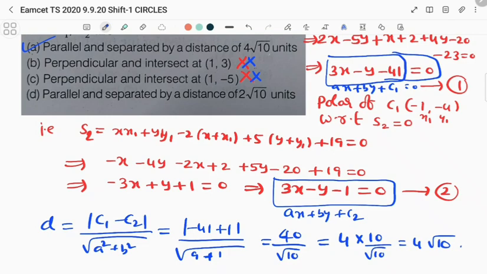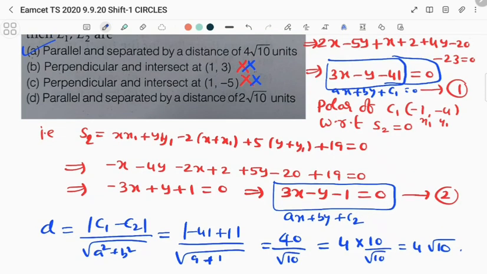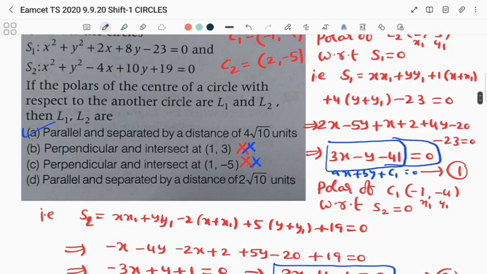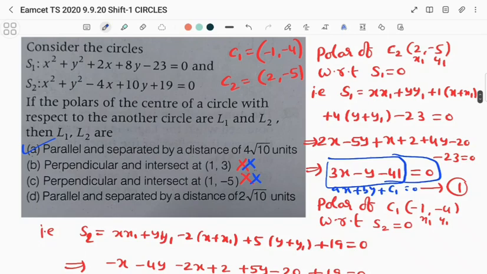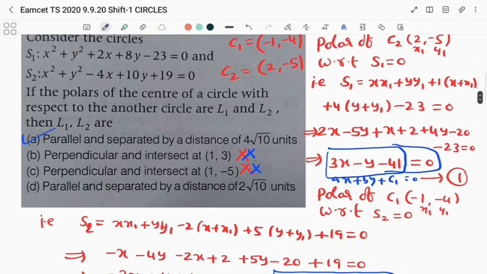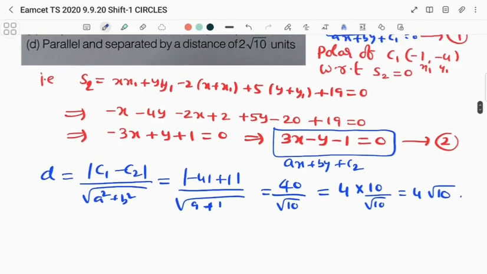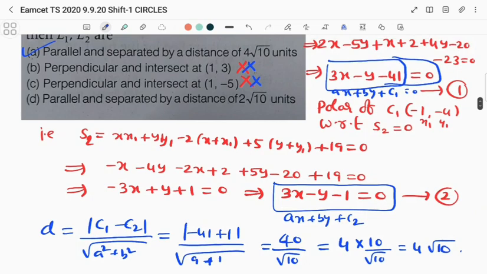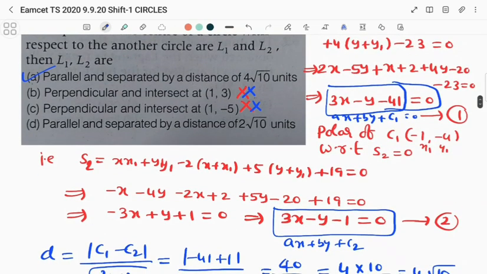The lines are parallel and separated by a distance. So the distance between them is 4 root 10, no? So the answer is 4 root 10. I hope you understand, dear students. In this question, we calculated both the polar equations and found the distance between them. Why are we calculating the distance between them? We decided that both the lines are parallel lines, so we use the distance between parallel lines.